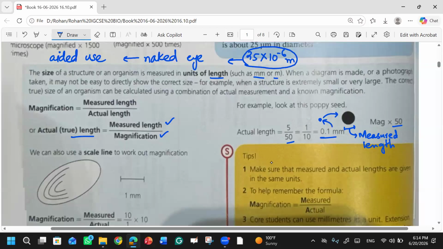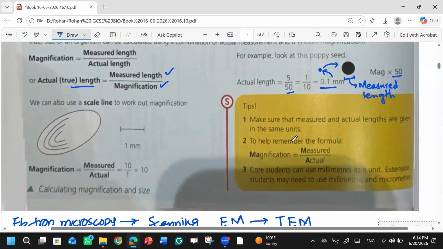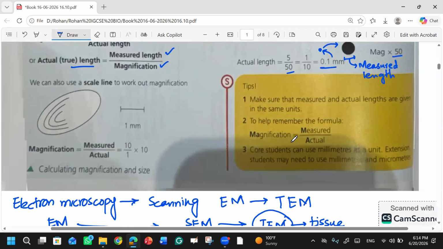Are you clear with this? First step is to zoom in. Second step is, the picture you have zoomed in, you will measure the length of this zoomed in picture. Clear? Then you can put it in the actual formula and you can find the magnification.